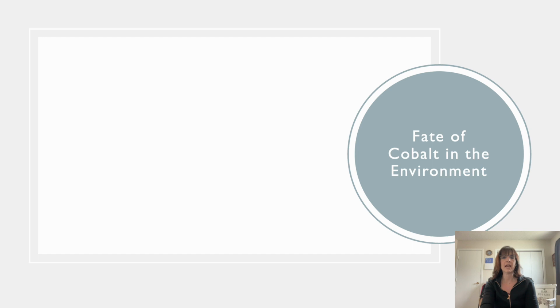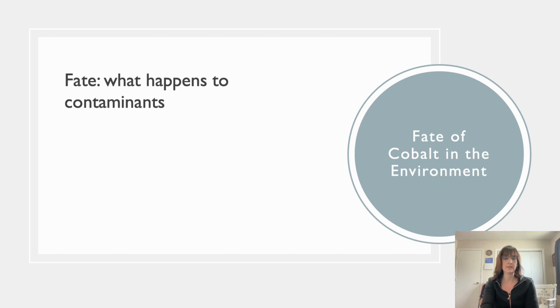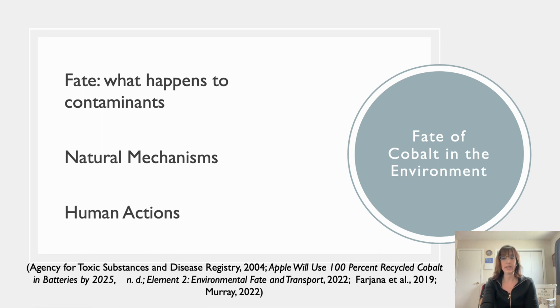Now let's take a look at the fate of cobalt in the environment. Fate simply means what happens to the contaminants. Well, cobalt can be introduced into the environment through natural mechanisms such as wind, water, fire, and volcanoes, although typically we introduce it into the environment through mining, power plants, cobalt processing, and transportation of cobalt. Once cobalt particles are in the atmosphere, it combines with particles of varying sizes, and this is what gets into the soil and water.